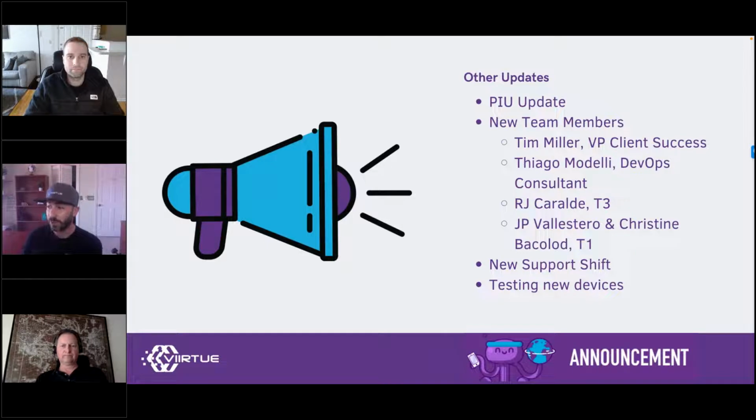In addition to that, we also have just added RJ Caraldi. He's on our tier 3 team, so another resource, as well as JP Vlastro and Christina Bacalad. They're going to be on a tier 1 team, and that moves us to a new shift. I know a lot of folks had voiced their displeasure with our after hours support team, and as most of you know, that after hours tier 1 team was essentially a call center that handles a few NetSapiens providers. So we wanted to move that to a full-time team so you guys can get the support that you're used to. So that is what this team is here.